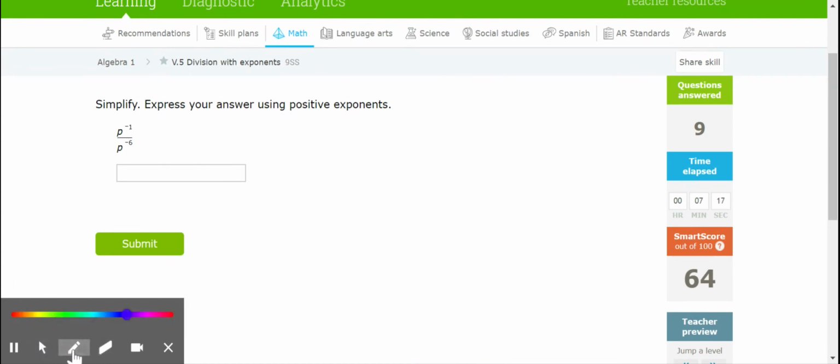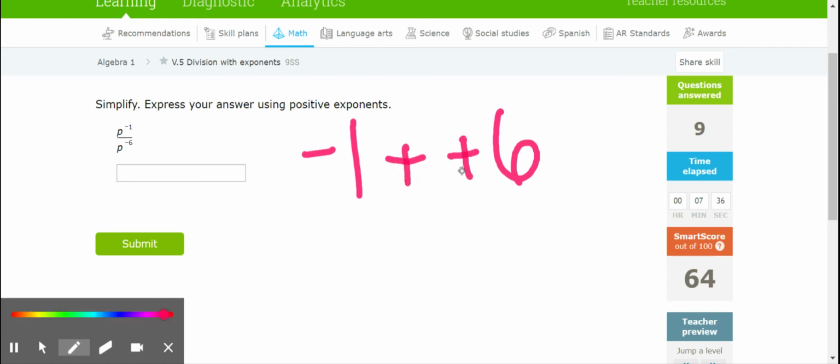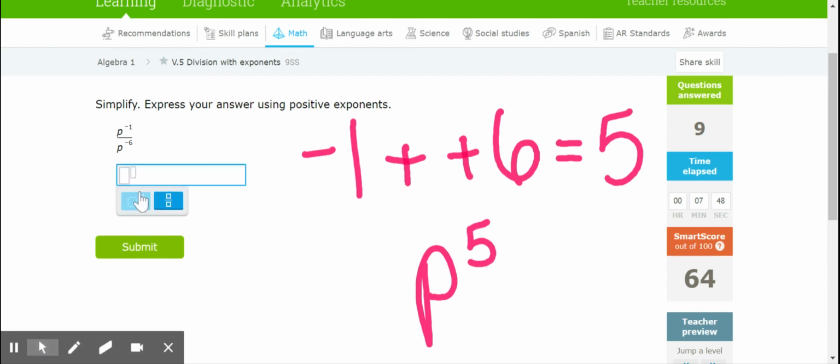Okay, I have a P for my numerator and my denominator. So now I'm just going to look at my exponents. Negative 1 minus negative 6. You've got to make sure that you put that minus and a negative if your denominator exponent is negative. You've got to make sure you put both. That changes to a positive, positive. Negative 1 plus 6 is positive 5. So my answer will be P with a positive 5 as my exponent. P to the 5th power.